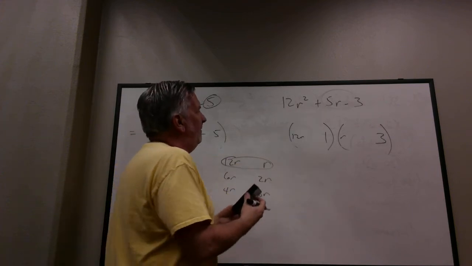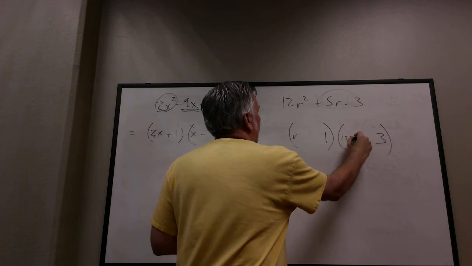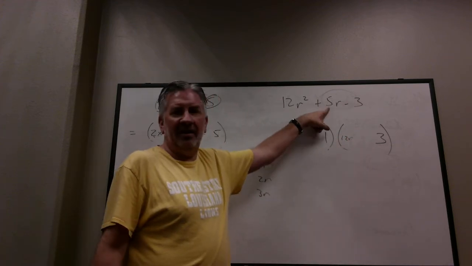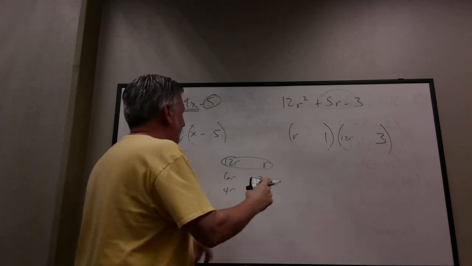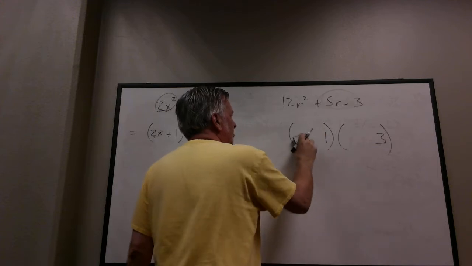And you think, well, what if I switch them? What if I put r here and 12r here? Well, I get a 12r and a 3r. You can't get a 5 out of that. So I just convinced myself that doesn't work anyway. But I usually don't try that one first because of that situation.